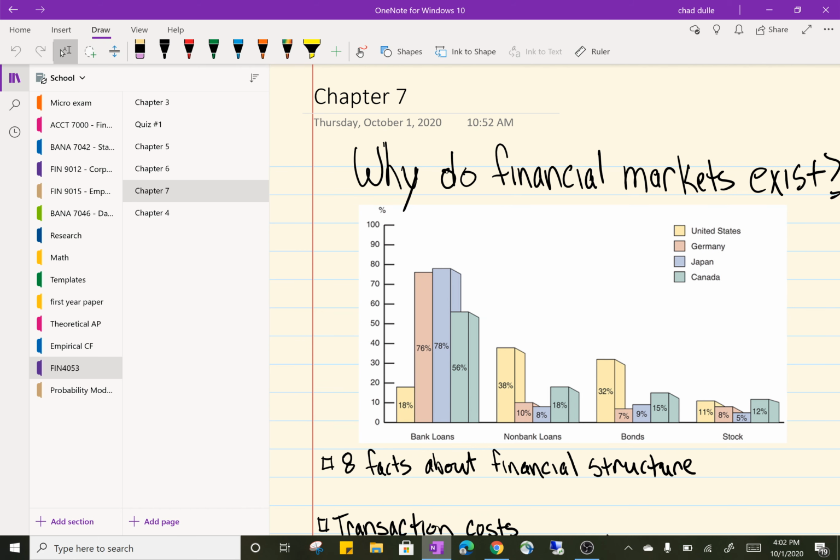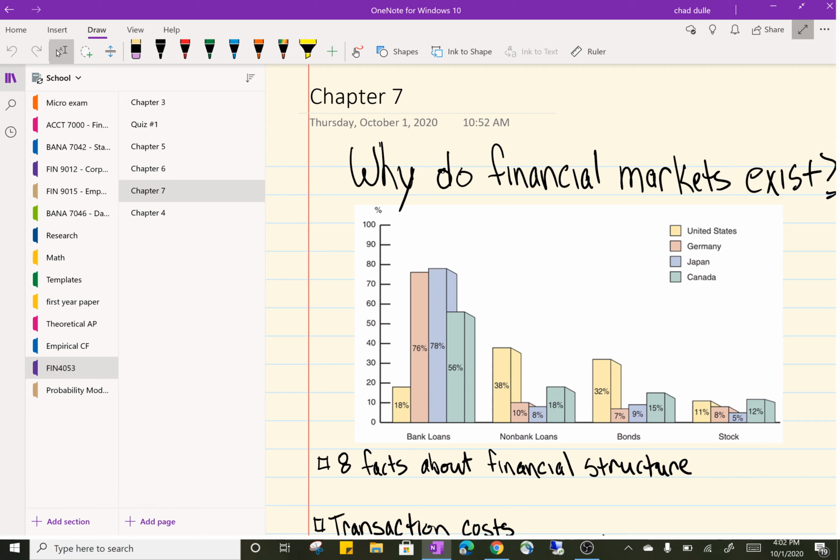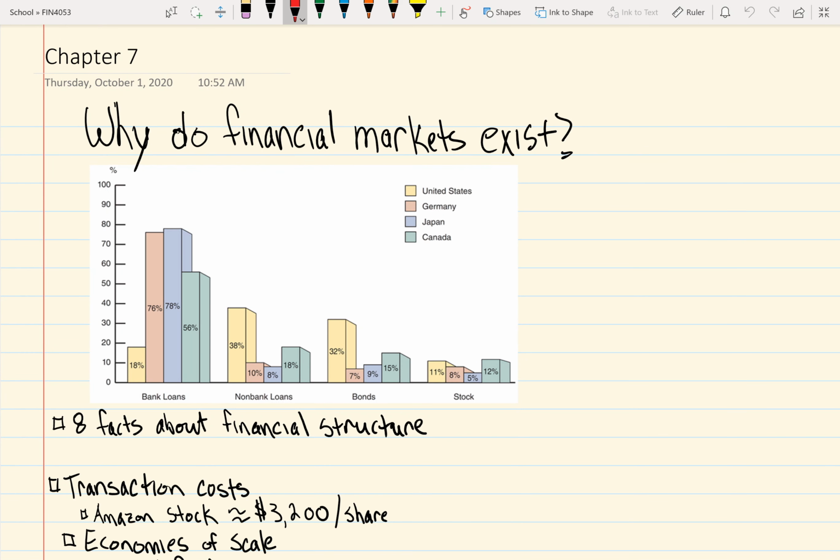This week we'll start chapter 7. This should be another relatively short one here. So this chapter is about why do financial institutions exist.